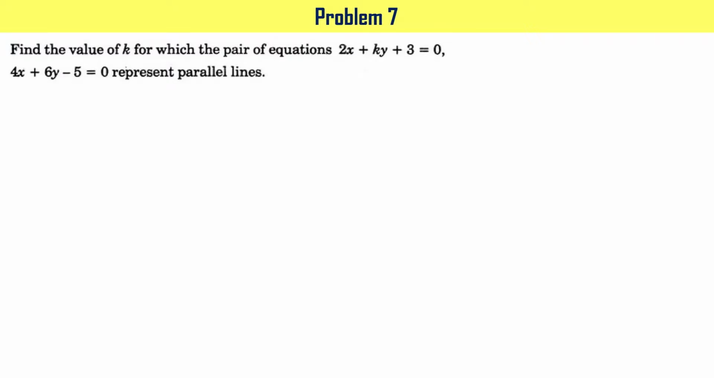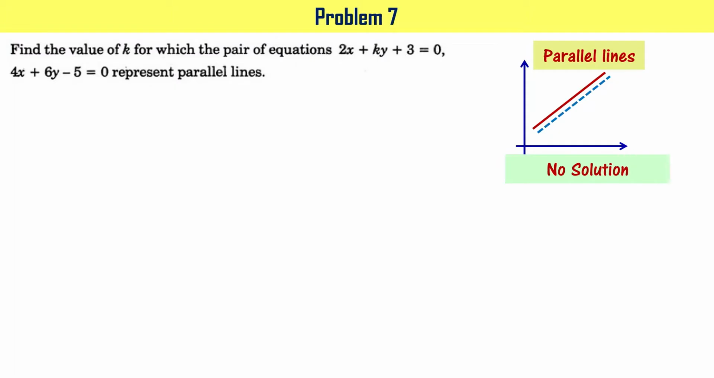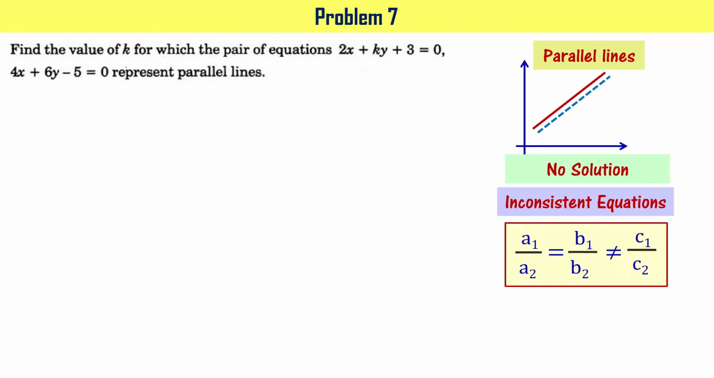The next problem is: find the value of k for which the pair of equations 2x plus ky plus 3 equal to 0 and 4x plus 6y minus 5 equal to 0 represent parallel lines. When you have parallel lines for a given pair of equations, it means that those equations have no solution and those equations are said to be an inconsistent set of linear equations, and their coefficients relate as a1 by a2 equal to b1 by b2, that is not equal to c1 by c2. Please take a note of this.